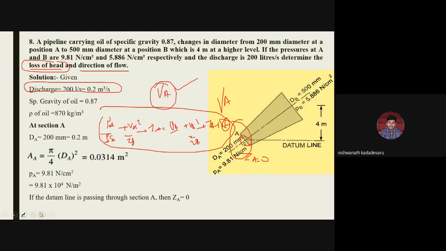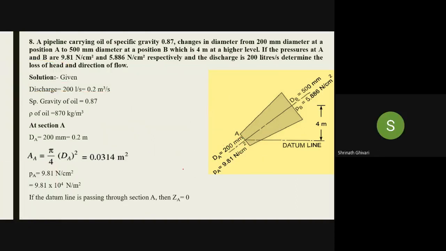How can we do it? Q equal to AV, very good. QA equal to AV. Area at A, velocity at A. See, I have told you that this discharge will be same throughout the pipe, at section A and at section B. Therefore, the answer will be from 0.2 equal to 0.0314 into VA. Okay, can you tell me the answer for VA?